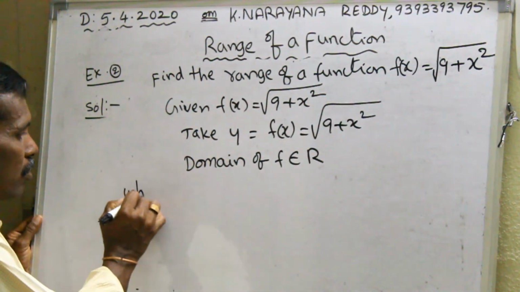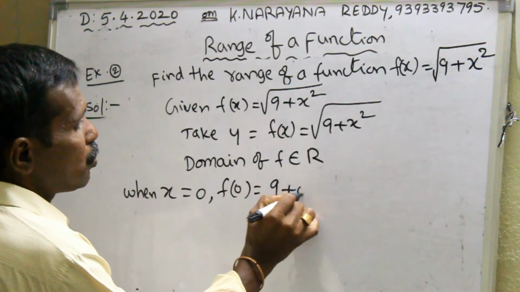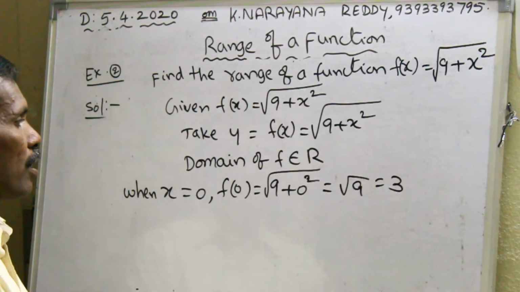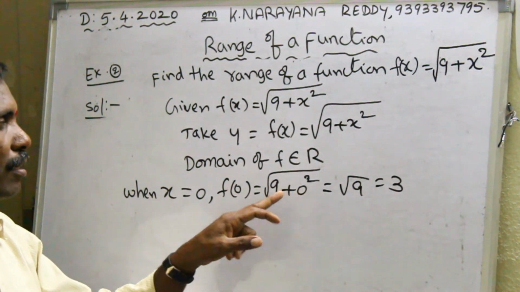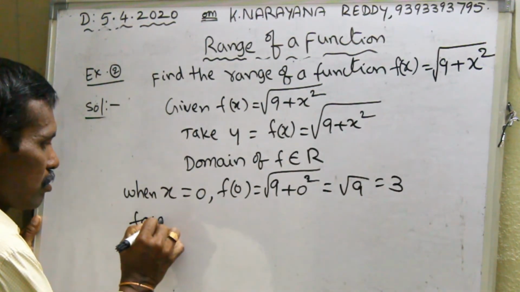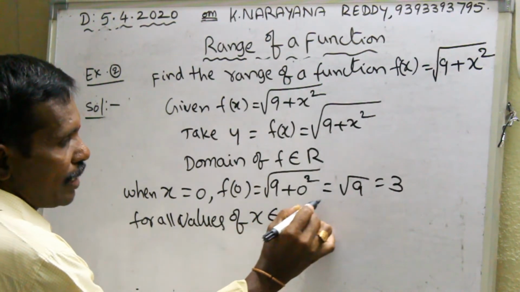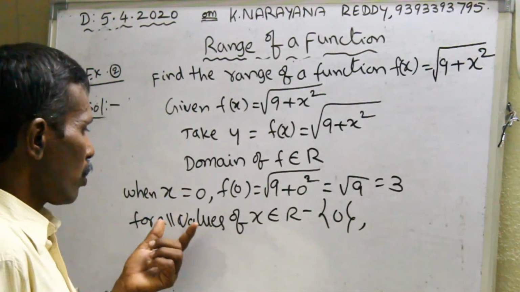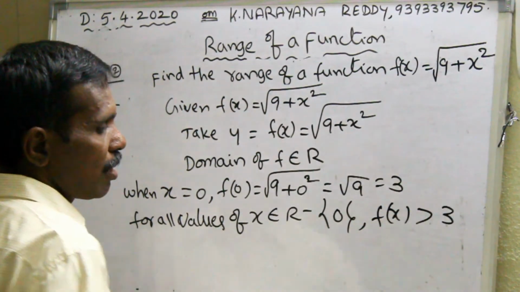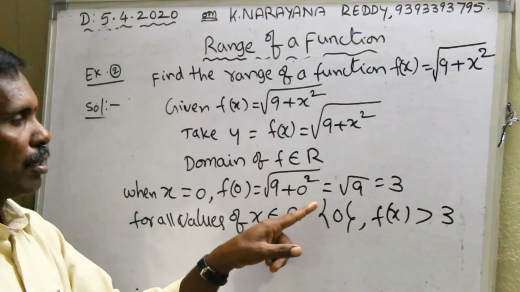Suppose x equals 0, f of 0 equals root of 9 plus 0 square, equals root 9 equals 3. See here, the minimum value is at 0, that is root of 9 plus 0 square equals root 9, that is 3. For all values of x belongs to R minus 0, f of x is greater than 3.